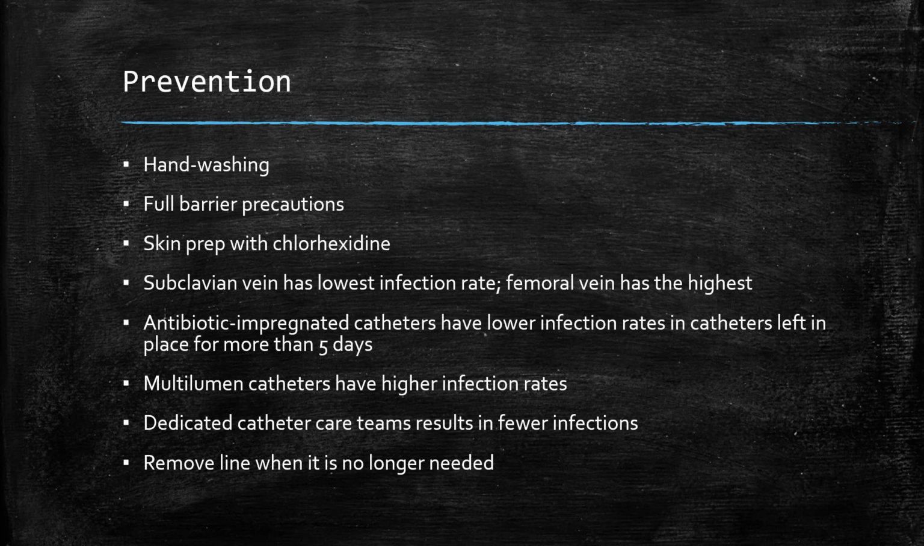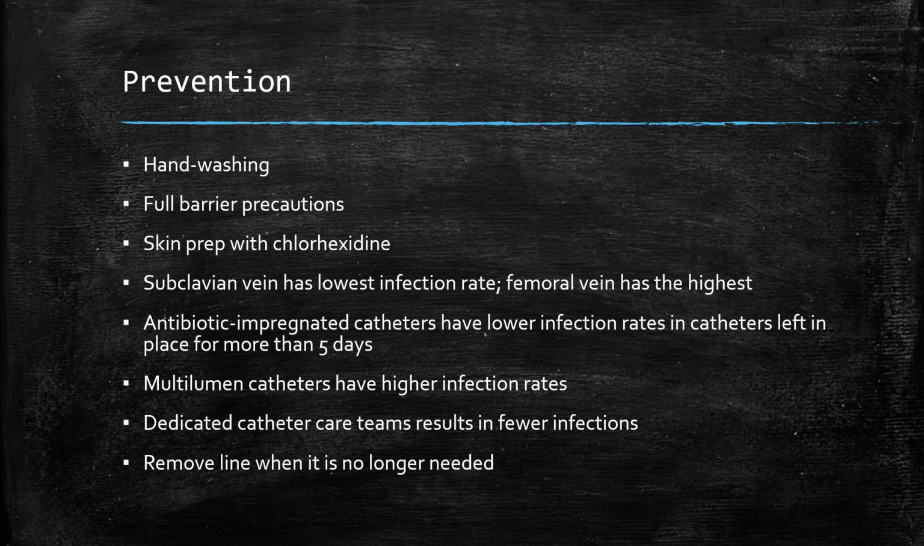The subclavian vein approach has the lowest infection rate, the internal jugular vein approach the next lowest, and the femoral vein has the highest infection rate. And so we should reserve the femoral vein central line only for emergency cases. Antibiotic impregnated catheters do seem to have lower infection rates, and so if the catheter needs to be left in place for more than 5 days, we should try to use one of these devices.